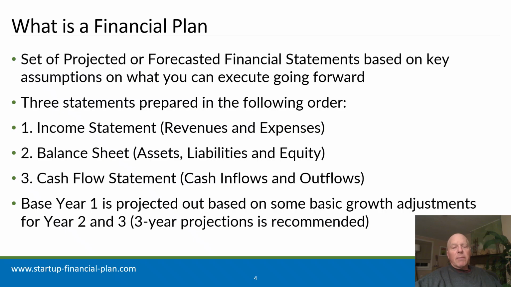And there's three financial statements that make up the financial plan. Again, the income statement, which summarizes revenue and expenses, the balance sheet, which tells me the assets, liabilities, and equity that the business has at a given point in time. And then the third financial statement that I'll prepare is the cash flow statement, which is the money going in and out of your business checking account. And once I get that base year one done, then I can apply some growth assumptions to get the out years. And I usually recommend 3 years of projections, because that's typically what a bank or other lending institution would want to see before they write out a check and give you money to fund your startup business.